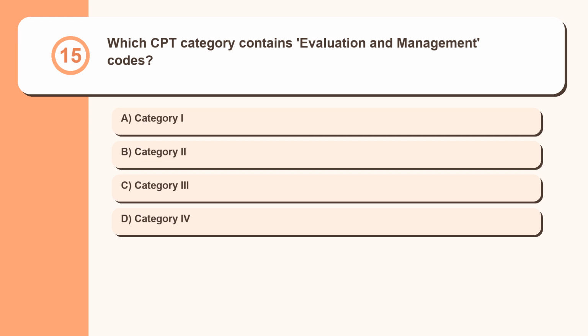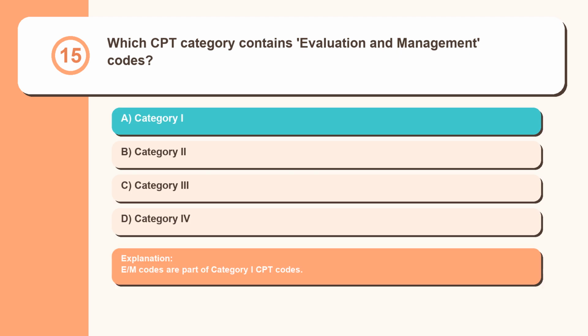Question 15. Which CPT category contains evaluation and management codes? Category I, Category 2, Category 3, Category 4. E/M codes are part of Category I CPT codes.